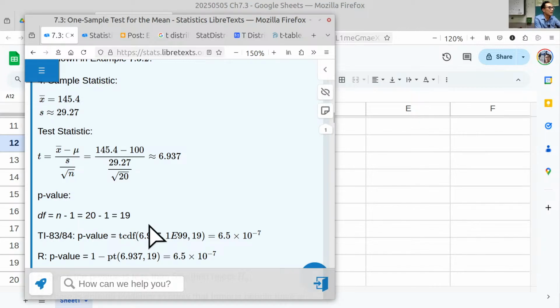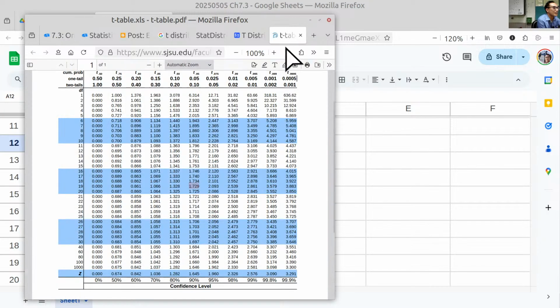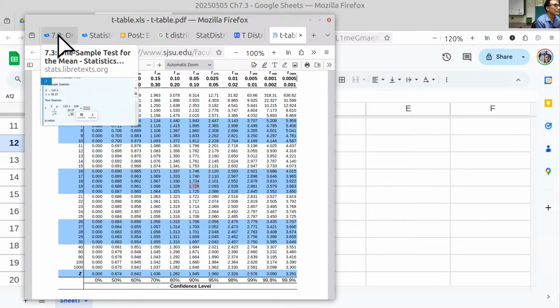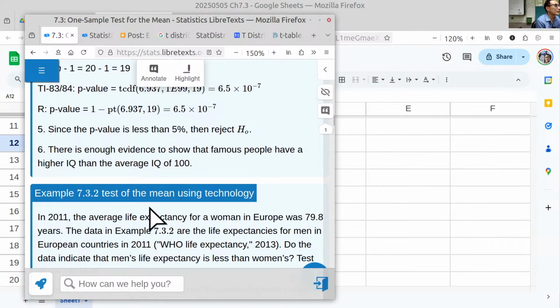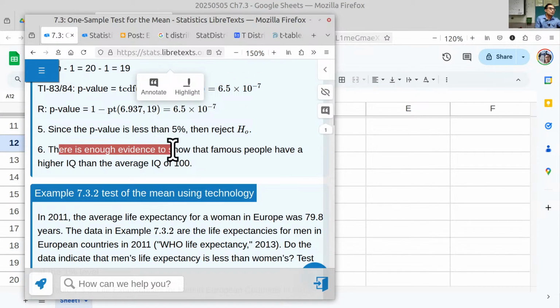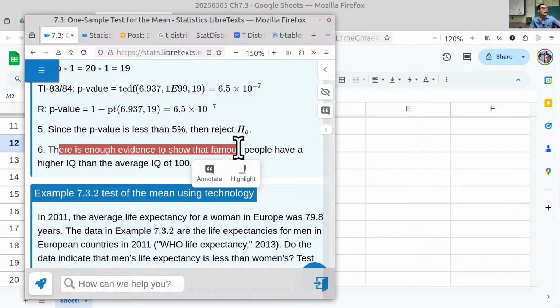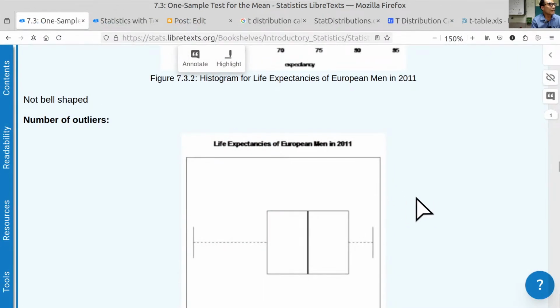Since we got the answer 6.9, that is greater than 1.729, it means it's over the criterion, very, very big. Thus the conclusion is there is enough evidence to show that famous people have a higher IQ than the average IQ of 100. Then next, move on.